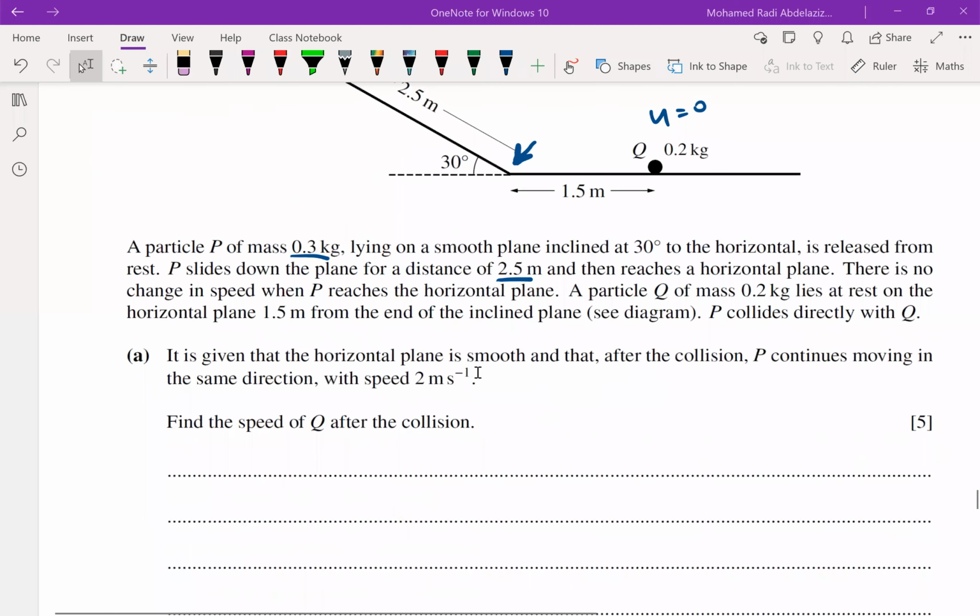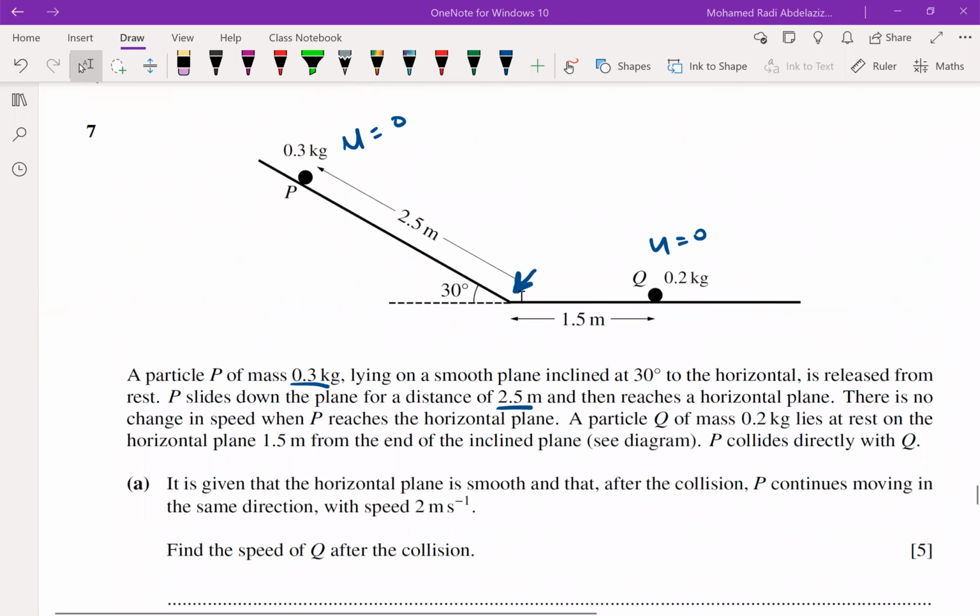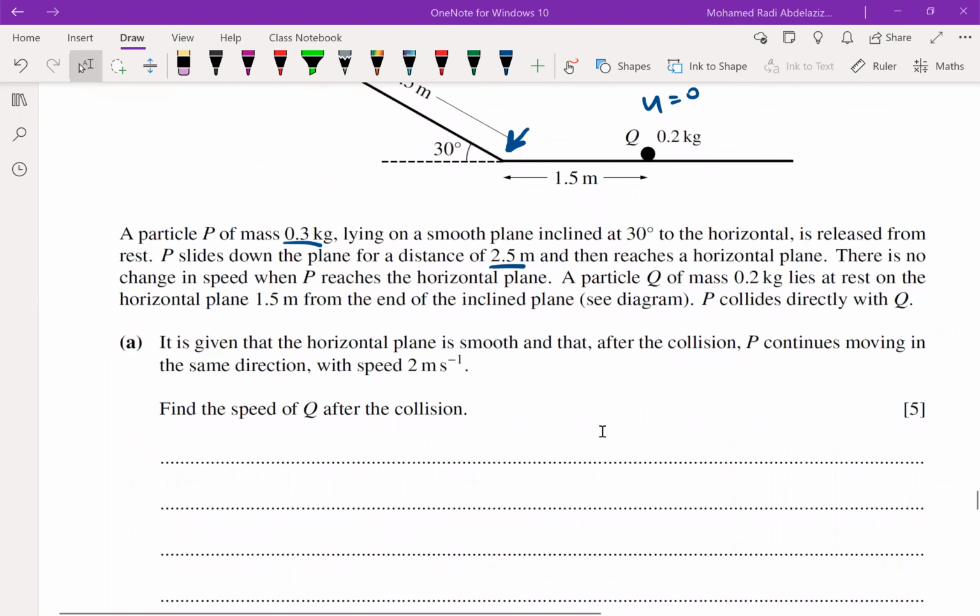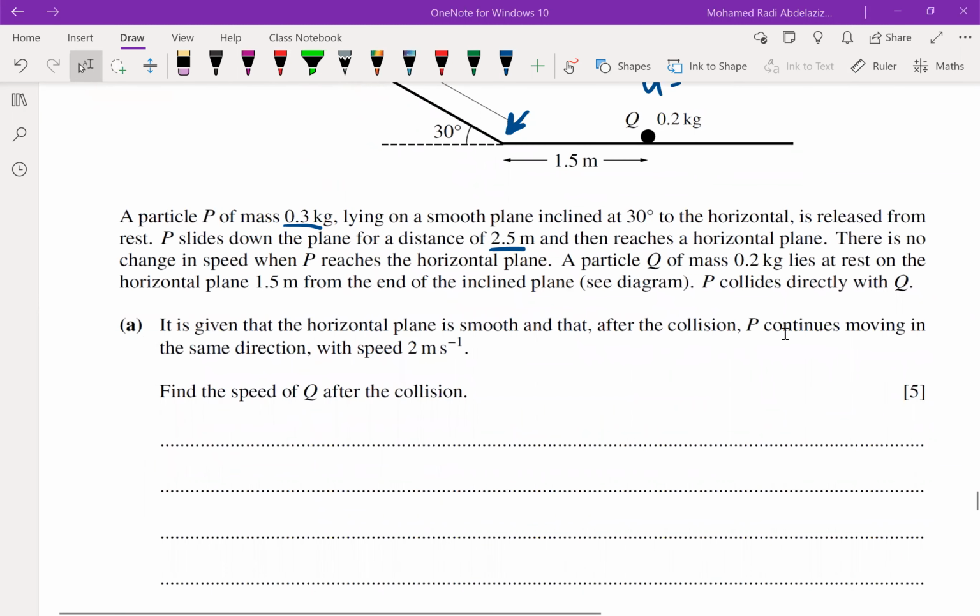Given that the horizontal plane is smooth, when the particle P reaches the ground, it continues with the same velocity because it's smooth. After the collision, P continues moving in the same direction with speed 2. Find the speed of Q after the collision.